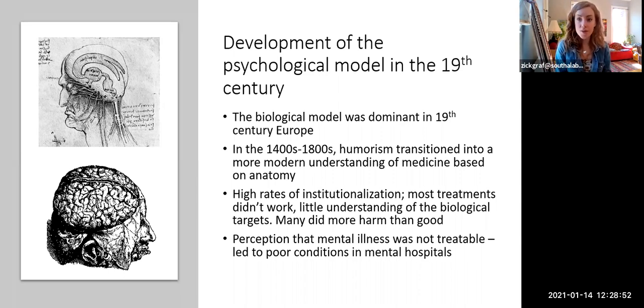By the 19th century, so the 1800s in Europe, the biological model of mental illness was very dominant. It had pretty much replaced the spiritual model for educated people and people who had access to any kind of treatment. During the 1400s through the 1800s, there was this transition from humoralism, the idea that all physical health is influenced by the balance of four fluids in our bodies, to a more modern understanding of the body and medicine that was based on anatomy.